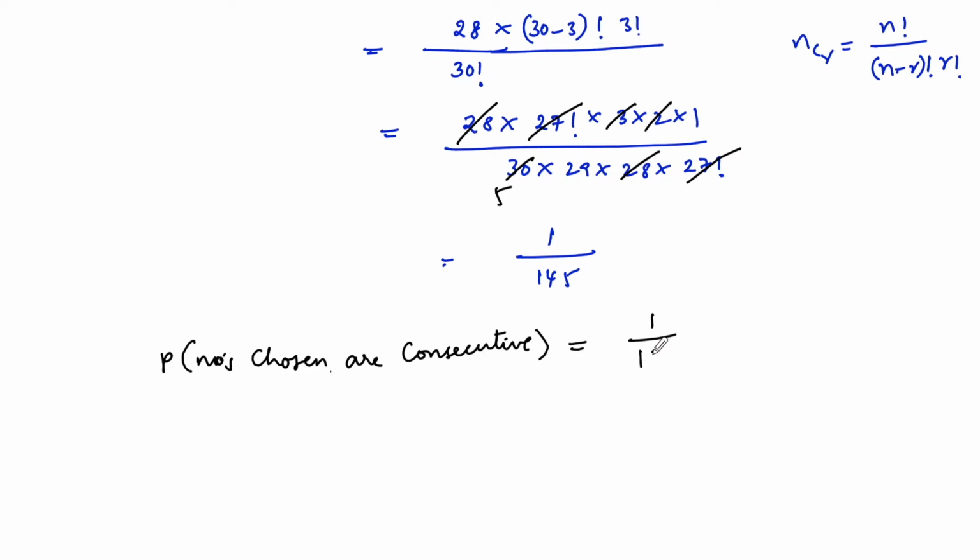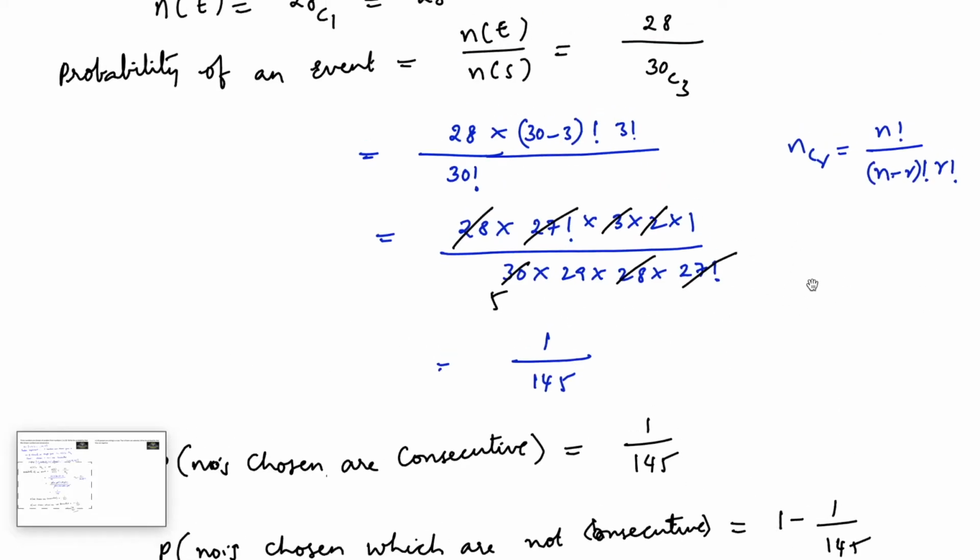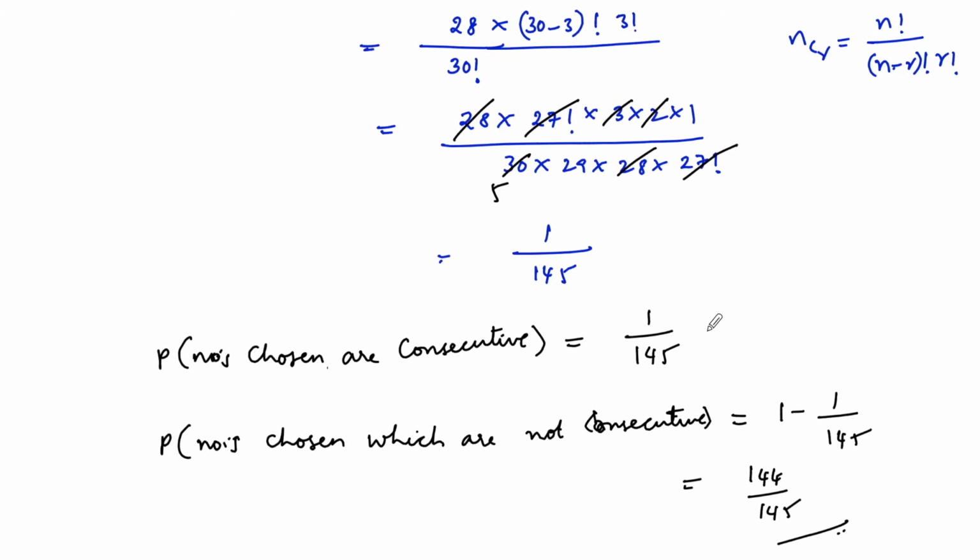The probability of the numbers chosen being consecutive is equal to 1 out of 145, and the probability of the numbers chosen which are not consecutive can be considered as 1 minus 1 upon 145. That is its complement: 145 minus 1, 144 upon 145. As the question is about the chosen numbers being consecutive, the final answer is 1 out of 145. Okay.